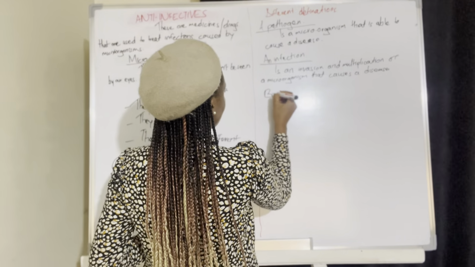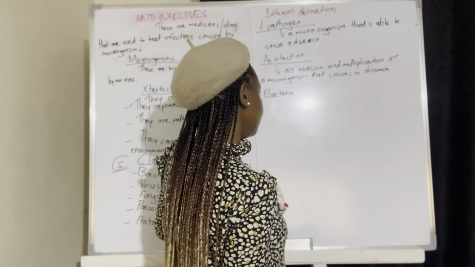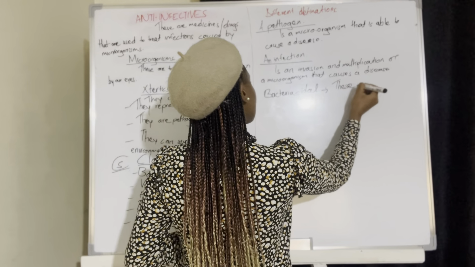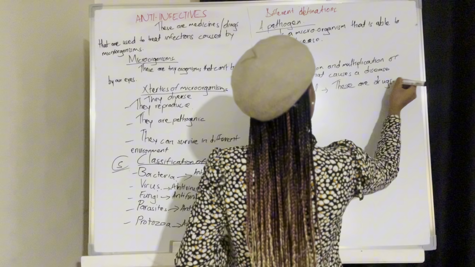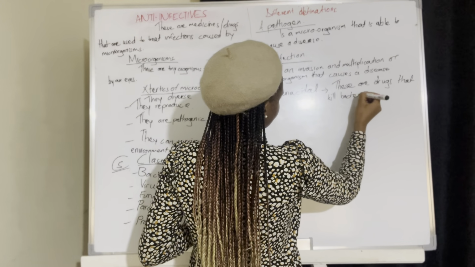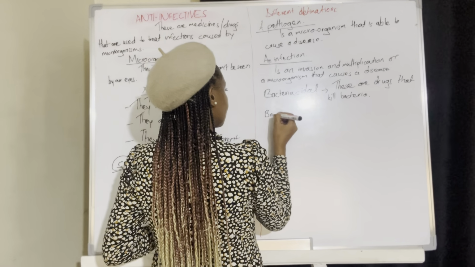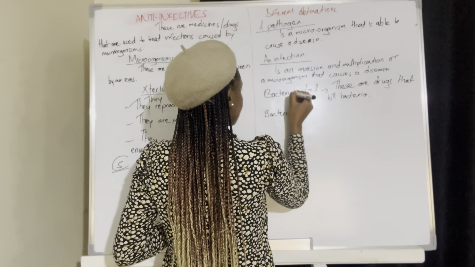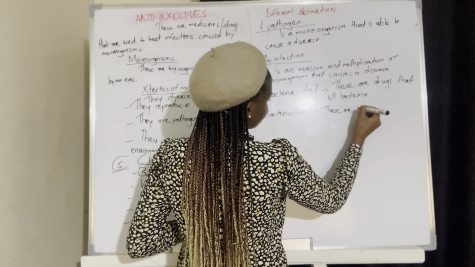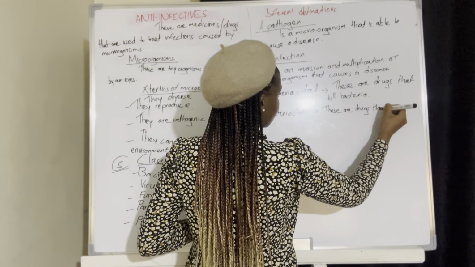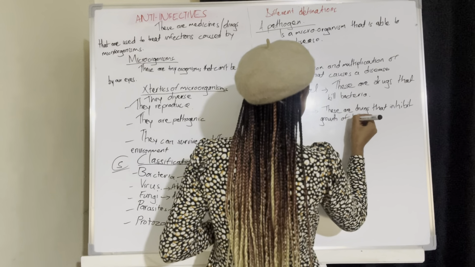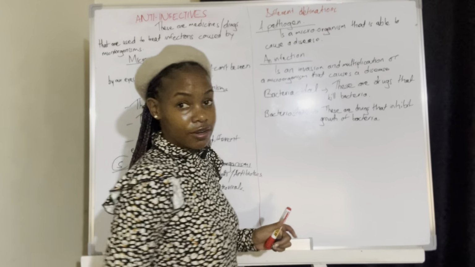Another definition is bactericidal. These are drugs that kill bacteria. Bacteriostatic. These are drugs that inhibit growth of bacteria. These are drugs that inhibit the growth of what? The growth of bacteria.